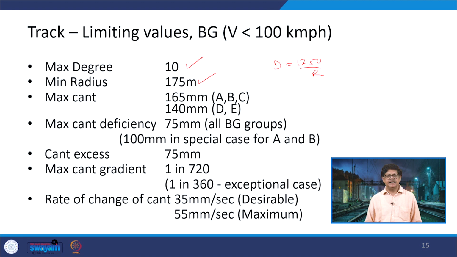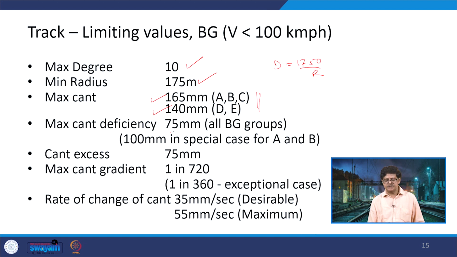Maximum Cant is defined as 165 mm for A, B and C group routes. For D and E, it is defined as 140 mm. These values we need to remember, because when we are calculating the Cant values and the route is defined by any of these classifications, if the value comes more than this, then it has to be restricted to either 165 or 140 mm. If it is less than this, there is no issue.